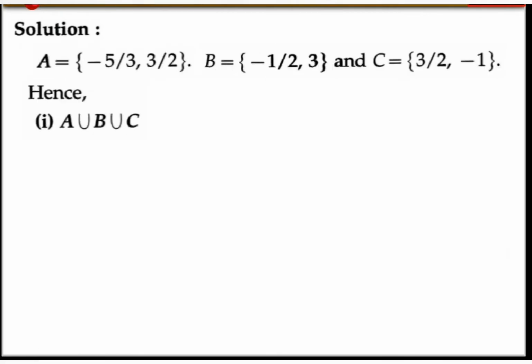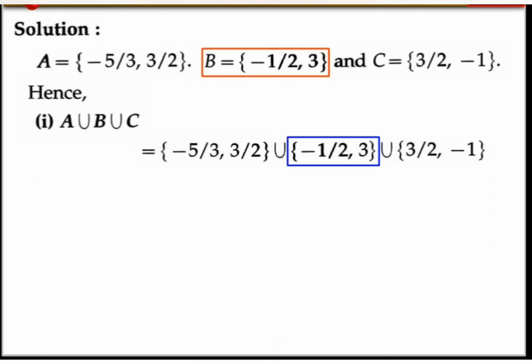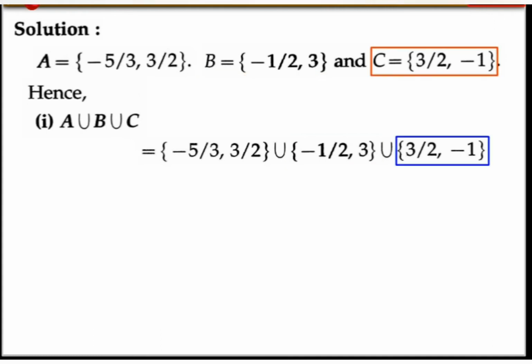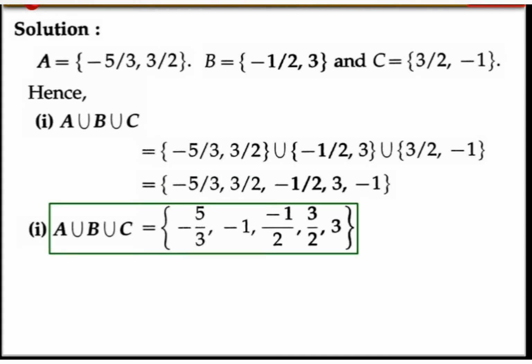Now, number 1. A union B union C. It will be the set of minus 5 upon 3, 3 upon 2, union the set of minus 1 upon 2, 3, union the set of 3 upon 2, minus 1. So it is the set of minus 5 upon 3, 3 upon 2, minus 1 upon 2, 3, minus 1, which means it is the set of minus 5 upon 3, minus 1, minus 1 upon 2, 3 upon 2, 3.